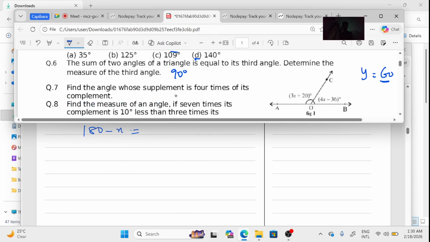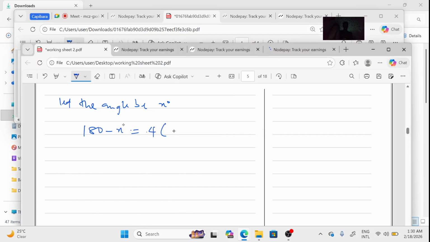Find the angle whose supplement is 4 times its complement. That's going to be 4 multiplied by its complement. The complement of x is 90 minus x. Should I break that down again? The supplement of x is 180 minus x, and the complement of x is 90 minus x. So they said the angle's supplement is 4 times its complement, and that's what I've done mathematically here. So what is x?